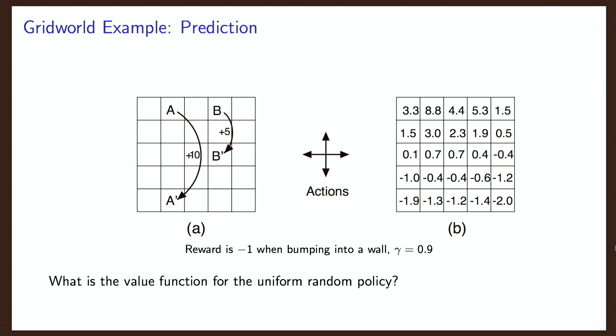Now, there's two special transitions here. Whenever you're in state A, you'll actually transition to state A prime and you'll get a reward of 10. This is the highest reward you can get in this problem. If you're in state B, you get a reward of 5 and you go to B prime.